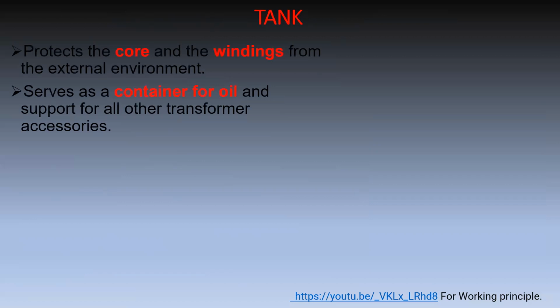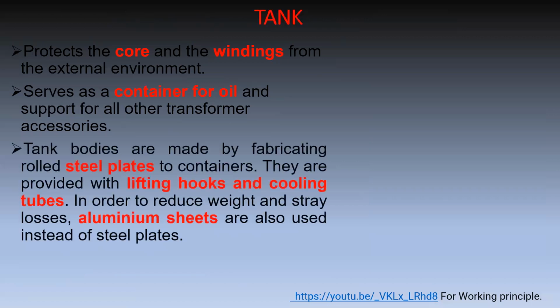And suppose all of the transformer's accessories. The tank bodies are made by fabricating rolled steel plates to a container. So it is made up of steel plates normally, and it will have lifting hooks, and sideways we have cooling tubes also present. Radiators, cooling tubes are also present. To reduce the weight and to reduce the stray losses, aluminium sheets can also be used to manufacture the tank. But the drawback of aluminium is it is a bit costlier than the steel plates.